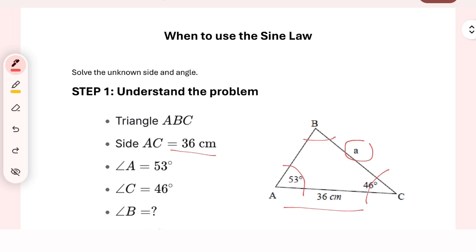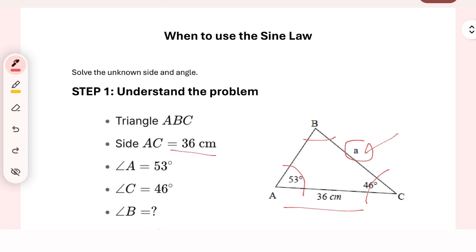And that's it. Side AB or angle B is unknown. That's all right. Angle B is unknown. And the side small a is unknown. So we will solve for the small a and the big angle B using sine law.